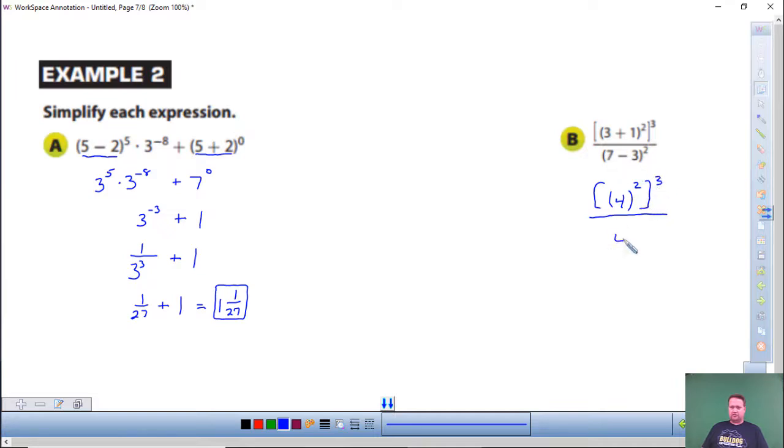7 take away 3 is 4, 4 to the 2nd power. I don't really need the parentheses, but I'll put them there just for the fun of it. I now have a power to the power rule, so I'm going to apply the power to the power rule, multiply that. That becomes 4 to the 6th, because we multiply over 4 to the 2nd, and now because I have the same base, I can apply the division rule, which says when the bases are the same, the exponents can be subtracted. So my final answer is 4 to the 6 take away 2 power, which is 4 to the 4th. And that's it.